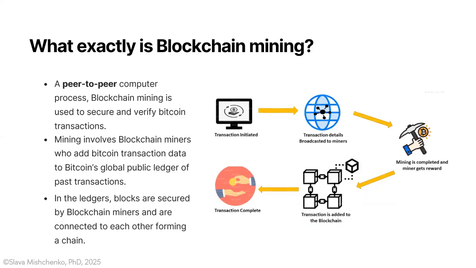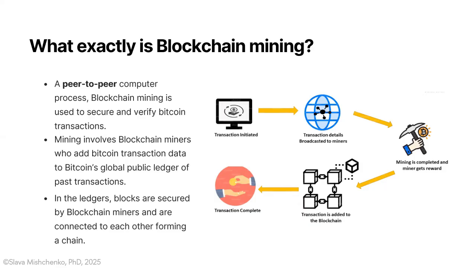So it starts with what you see on the top left, a transaction being initiated on someone's computer. So we can think of this as someone wanting to send Bitcoin to another person. What happens next is particularly interesting because the transaction details are broadcast to miners across the global network, and that's represented by the globe icon in our diagram. So I often tell my students to imagine this as a worldwide announcement saying, for example, hey, there's a transaction that needs to be verified.